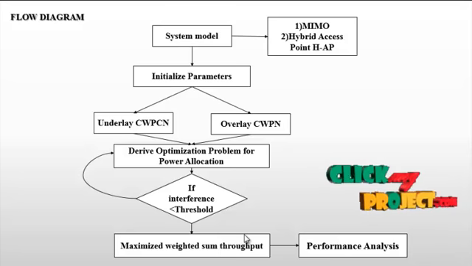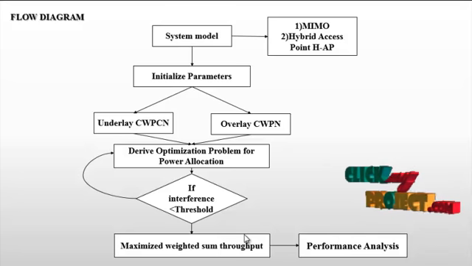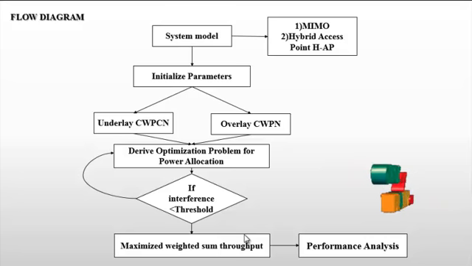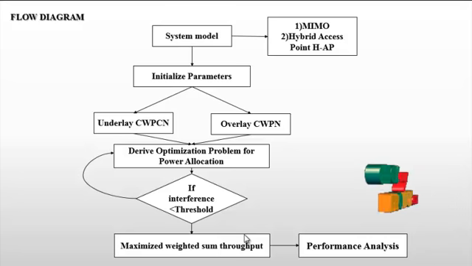Whatever it may be, the interference should be minimum compared to the threshold value, so that the process will be very efficient. The maximum weighted sum throughput of the process should be high compared to the other process. So we initialize the parameters for the underlay and overlay conditions, CPWCN and also CPWCN.